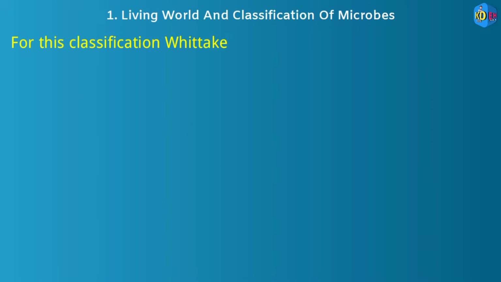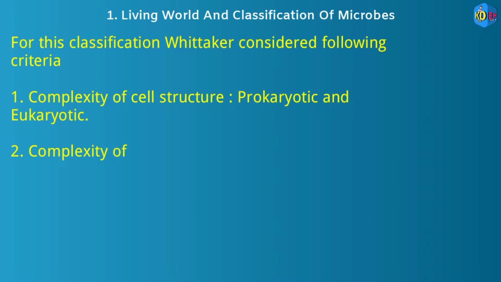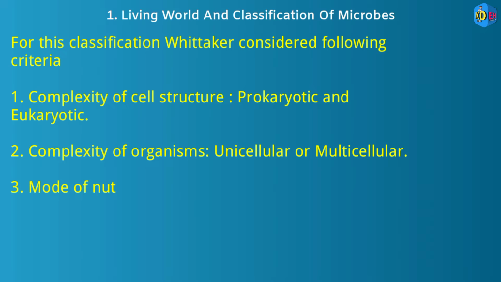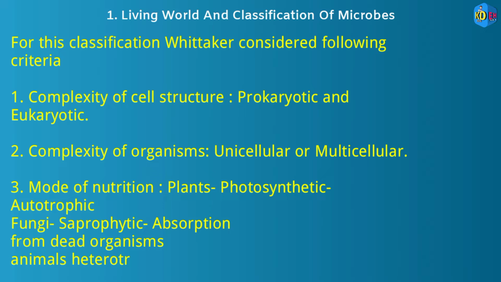For this classification, Whittaker considered the following criteria. First, complexity of cell structure, prokaryotic and eukaryotic. Second, complexity of organisms, unicellular or multicellular. Third, mode of nutrition: plants, photosynthetic, autotrophic; fungi, saprophytic, absorbing food from dead organisms; animals, heterotrophic and ingestive.